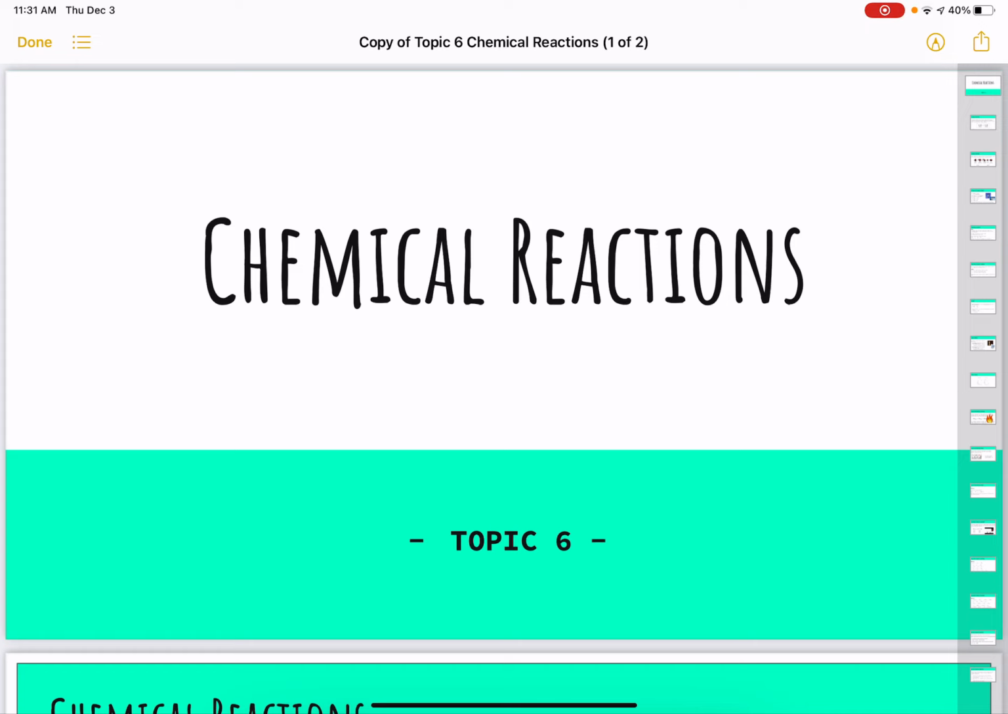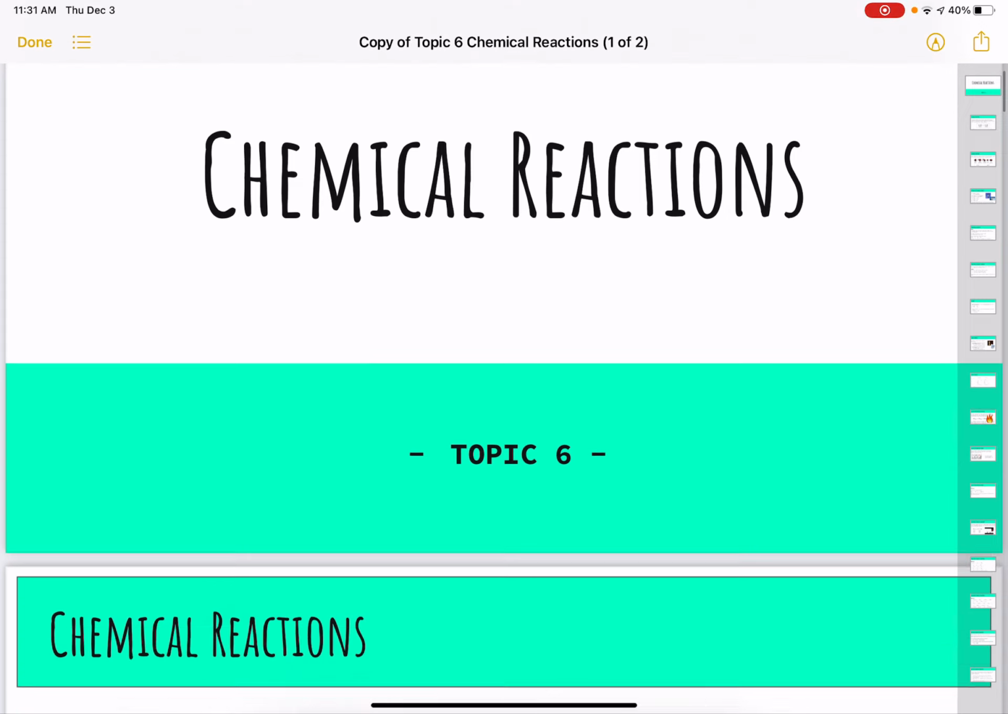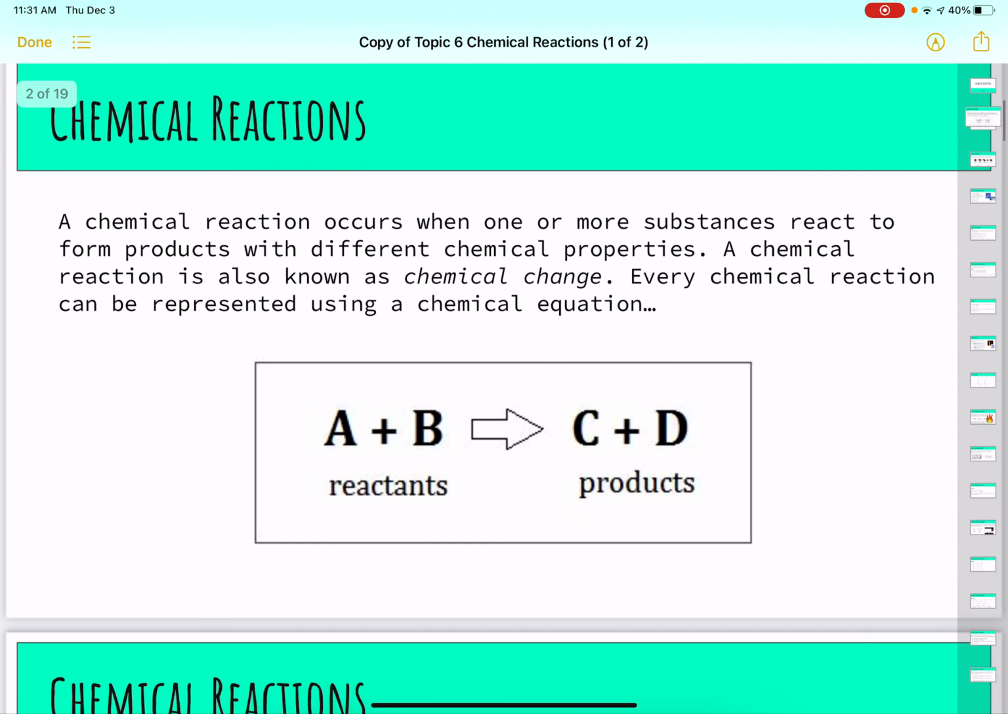Okay, this is our topic 6. It's on chemical reactions. It says a chemical reaction occurs when one or more substances react to form products with different chemical properties. A chemical reaction is also known as a chemical change, and every chemical reaction can be represented using this chemical equation.